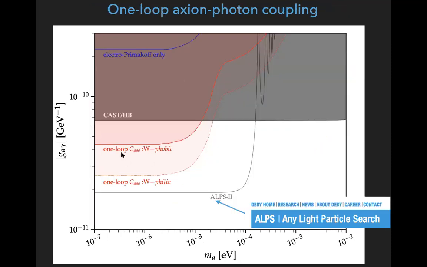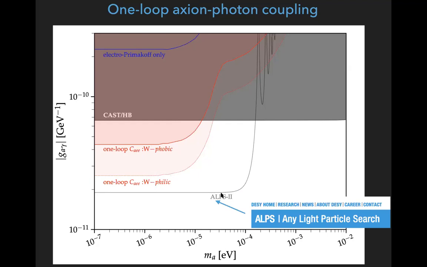So here's just the difference between that W-phobic, where you only couple to U1, and W-philic, where you only couple to SU2 couplings. In reality, I would expect your loop-induced coupling to probably lie somewhere between these two red lines. And these two red lines are, again, the 95% upper limits under these two hypotheses. And just for contrast, this is the proposed limit of the ALPS 2 experiment, which is going in at DESY.